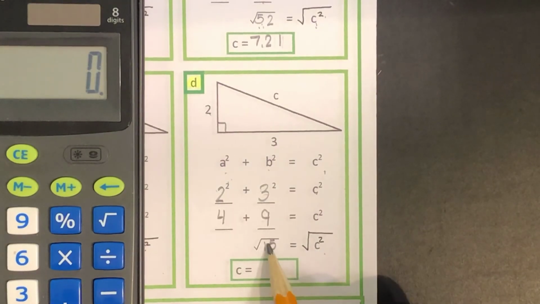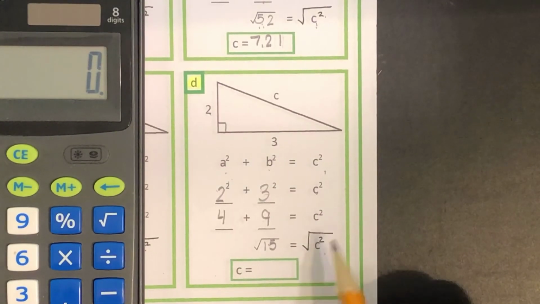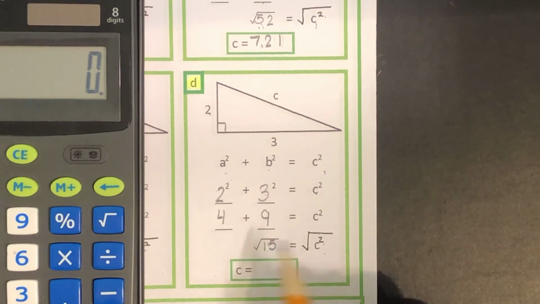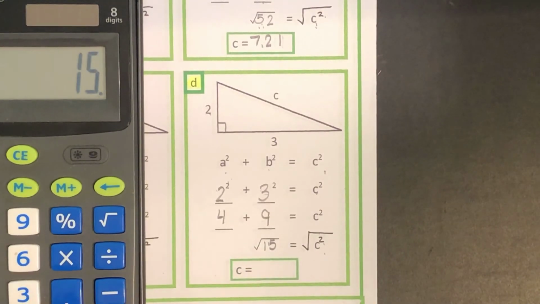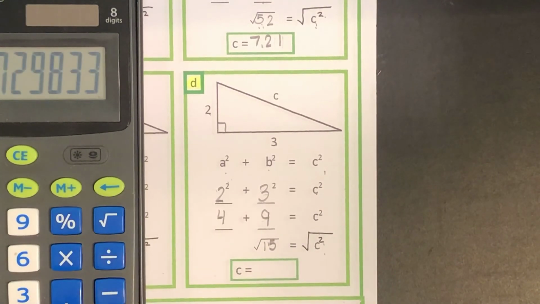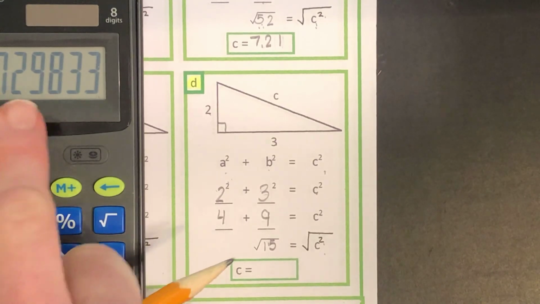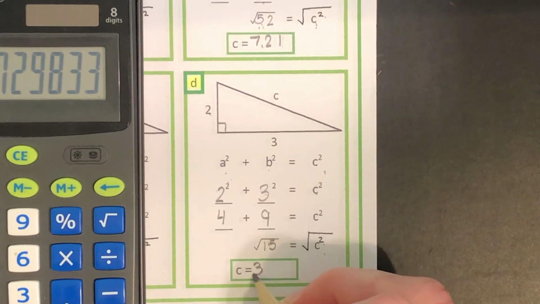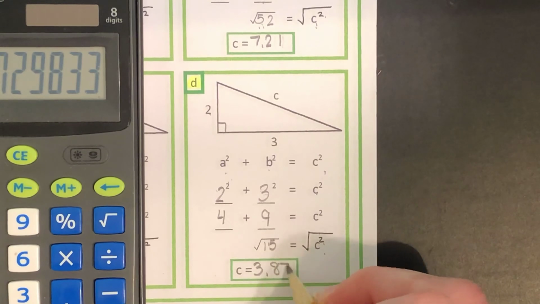C squared is 15, so the square root of C squared is the square root of 15. I type in my calculator the square root of 15, and I get 3.8729. I'm going to round it to the nearest hundredth, 3.87.